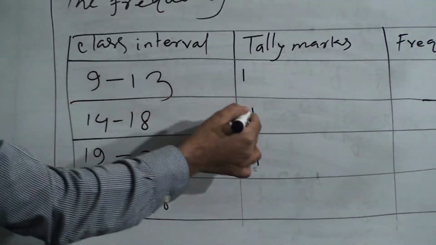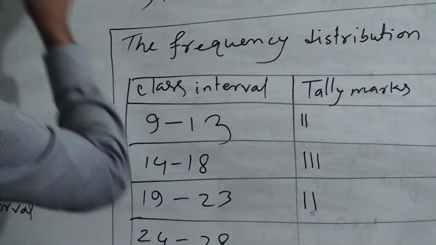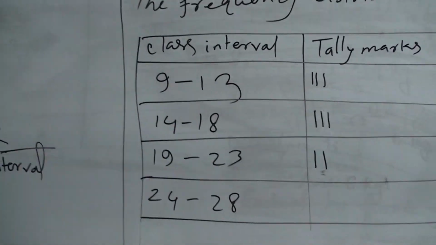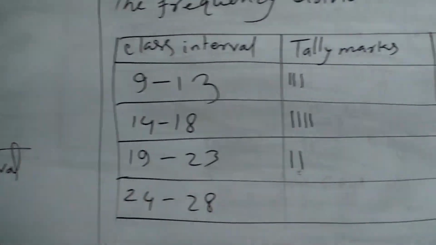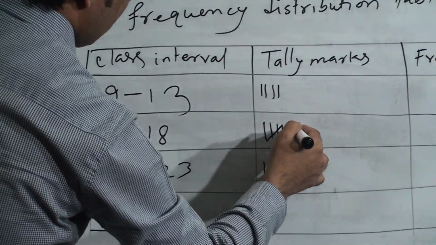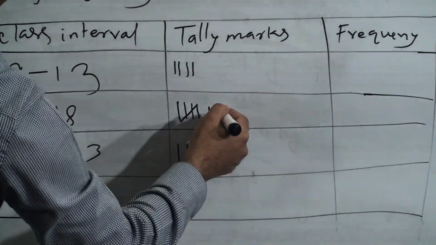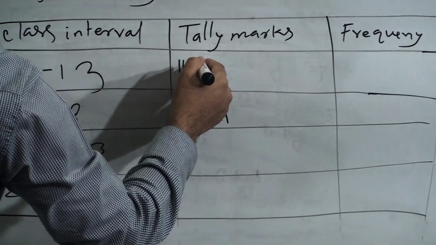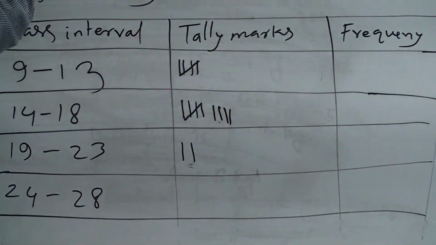Now 14, 14 is here. Then 12, here is 12. Then 10, here is 10. Then 15, here is 15. As here 4 are done, the 5th tally we have to give in this way. Now 18, here is 18. Now 12, 12 is here. Then 14, 14 is here. 16, 16 is also here. Now 15, 15 is also here. Then 12, 12 is here. Now 14, 14 is here. Then 18, 18 is also here.